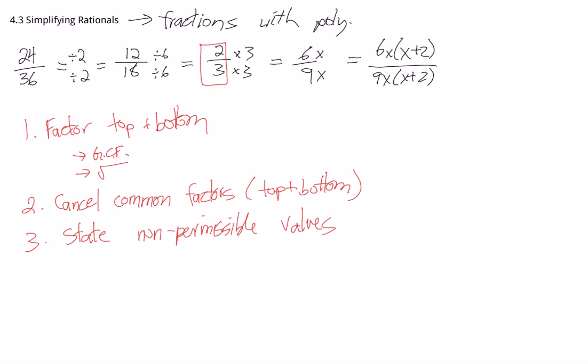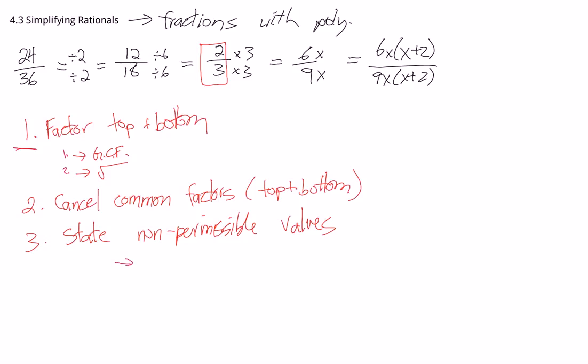Okay, so that's it for simplifying rationals. It's the same process over and over. Just a quick review. Make sure whatever question you get, before you do anything, you always want to factor the top and the bottom first. Always look for greatest common factoring first, and then try square rooting if that doesn't work. Once everything's factored, you can cancel things on the top and the bottom that are the same. And then the last step is always state your non-permissible.